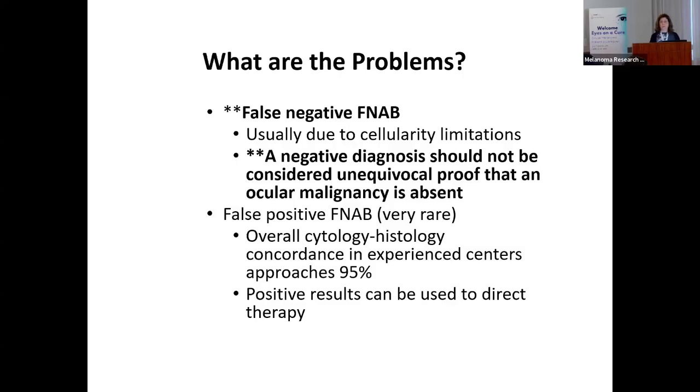What are the problems with fine needle aspiration, though? It's about 90% accurate. It can have a false negative rate, and that's usually due to limitations in the number of cells collected. A negative diagnosis, therefore, should never be considered proof that a tumor is absent in the eye. It just means that the specimen might not have been cellular enough for us to make a diagnosis.